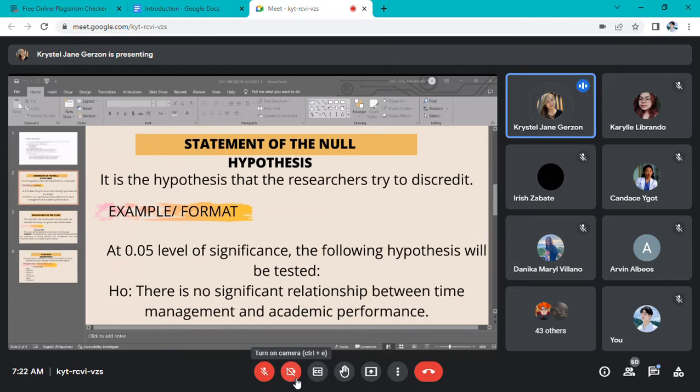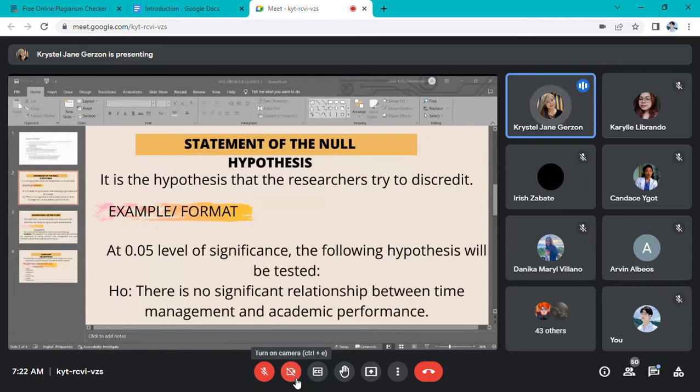And then a colon, and then the statement: there is no significant relationship between this variable and that variable. Or if you are having comparative studies, you don't say significant relationship. There is no significant difference between male and female in, let's say, time management skills or academic performance or math anxiety or whatever aspect you are comparing between females and males.